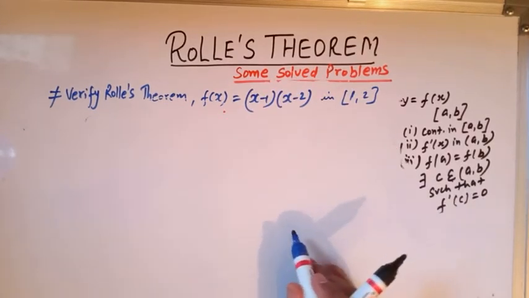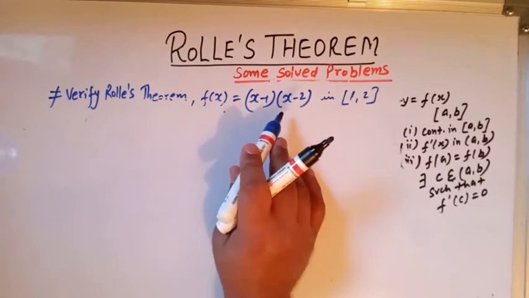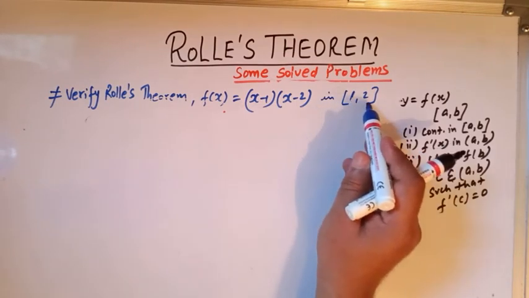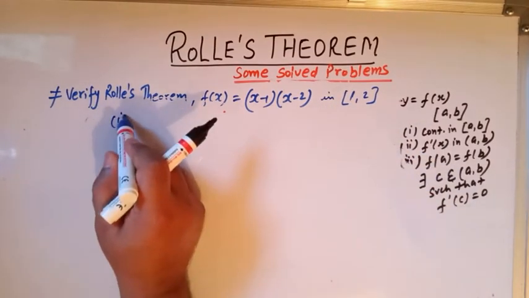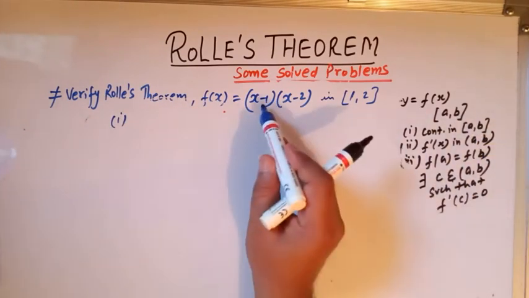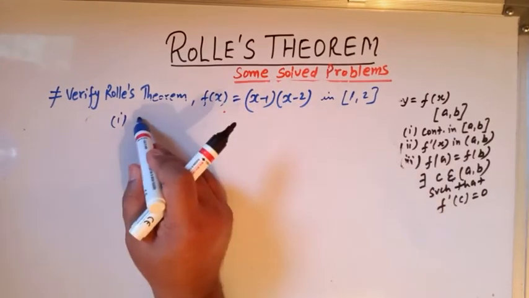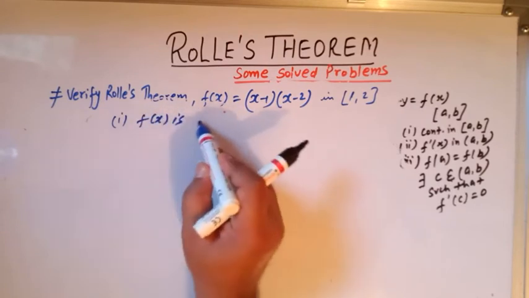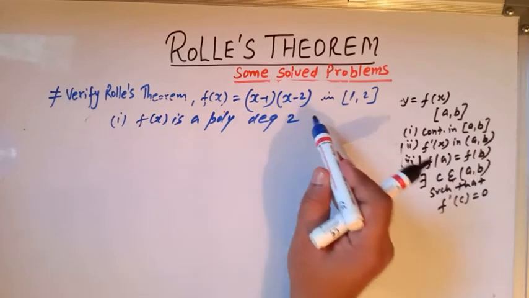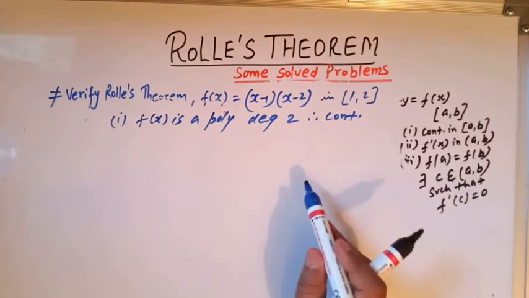Viewers, let us take this problem. Here we have to verify Rolle's theorem for f(x) equal to x minus 1 times x minus 2 in the interval 1 comma 2. Now let us see the first condition here. We have f(x) is equal to x minus 1 times x minus 2, and it is a polynomial. f(x) is a polynomial of degree 2 here, so therefore it is continuous. Clear? Because all polynomial functions are continuous.